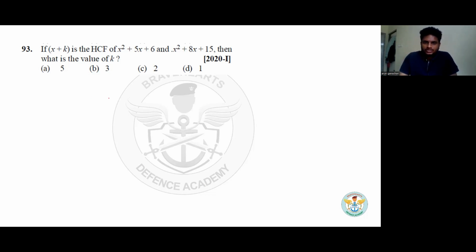Now look at the question. This is a quadratic equation. How many of you know how to solve a quadratic equation? What is the value of x square plus 5x plus 6? How can I solve this quadratic equation? I'll break the middle term. Quadratic equation basically means on addition the number should turn out to be 5 and on multiplication the number should turn out to be 6.